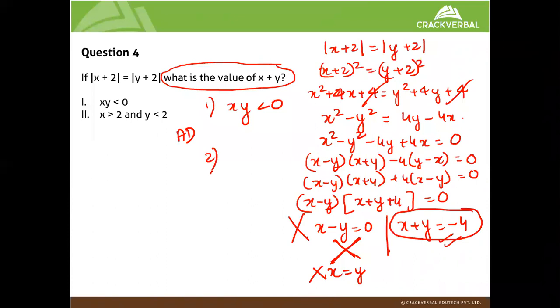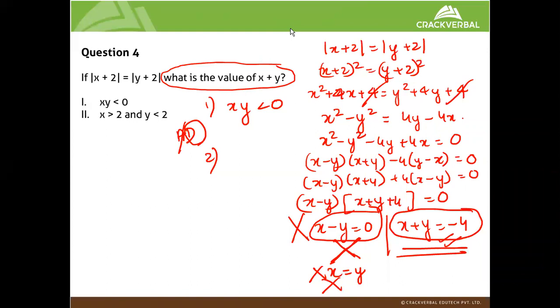The second also is clearly sufficient to solve, because I need to have definite information to say that x cannot be equal to y, right? So if x is greater than 2 and y is less than 2, I can never have x equal to y. So again, the first part of my solution is ruled out, and I'm left with only one possible value of x plus y, which is minus 4. The second is also sufficient. The answer here has to be D.